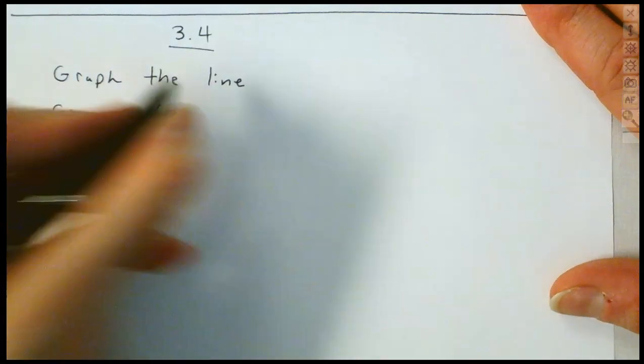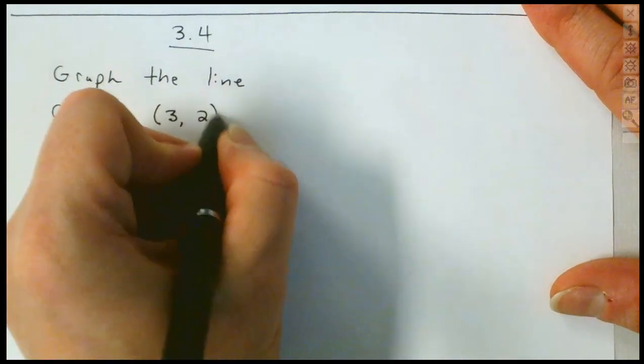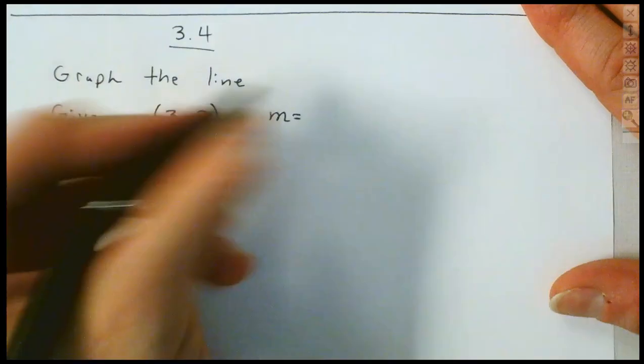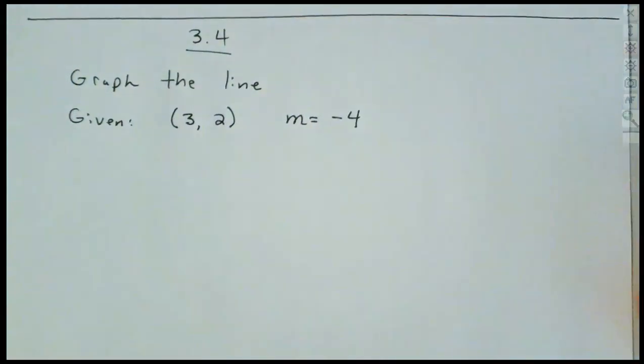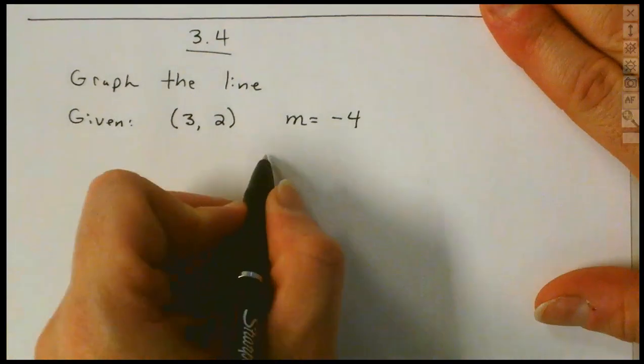So let's say you're given the point 3, 2, and you've got a slope of -4. We know our slope is negative, so that means our line should be going down from left to right. If we had 2 points, we would simply plot the 2 points and connect them together. In this case, we have a point and a slope, so we're going to begin by plotting our point.